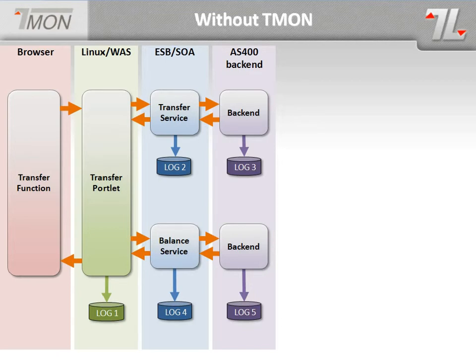I would like to use a simple example. I'm not skillful enough to create such figures, this is created by my colleagues, but I think the example is very good, that's why I took it over. Let's imagine a group of applications where we have a portal, we have an enterprise service bus offering services, and for example an AS400 background system.